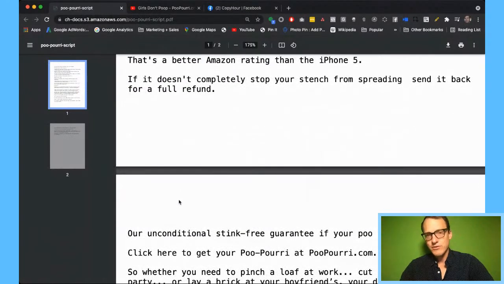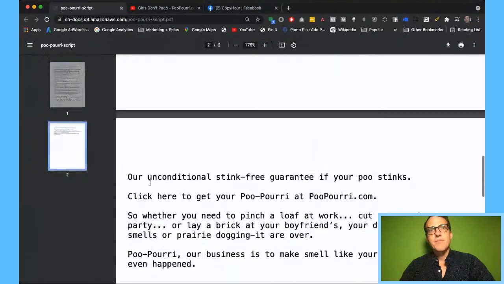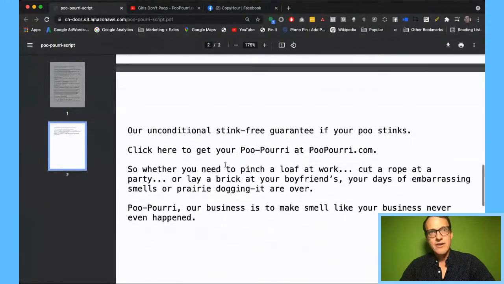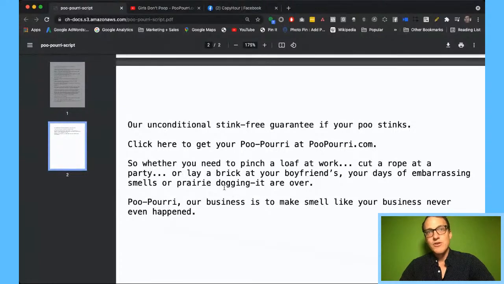So now we're in the close. That's a signal that we're in the close, when we start talking about our guarantees, our risk-free guarantee. "Click here." That's our call to action. "So whether you need to pinch a loaf at work, cut a rope at a party, or lay a brick at a boyfriend's, your days of embarrassing smells are over. Poopery: our business is to make it smell like your business never happened."